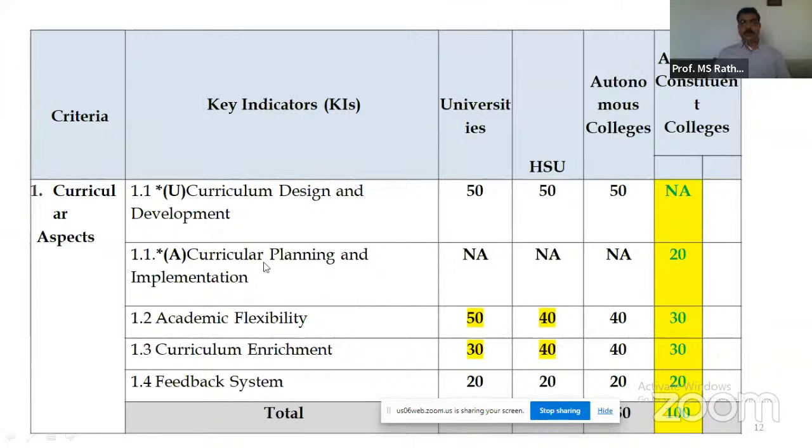Here the metric-wise marks allocation is given. You can see it in the highlighted yellow background and the green letters. This is for the affiliated colleges. As I told you in the previous slide, curriculum design and development is not concerned with affiliated colleges because they do not have autonomy. So the curriculum planning and implementation part is given, and this is 20 marks. Likewise, marks are given for the different key indicators. These are the 4 key indicators in criteria 1.